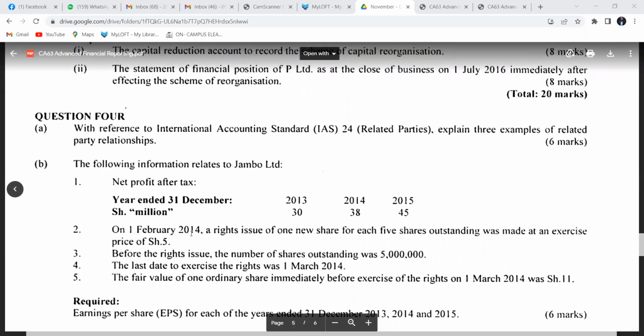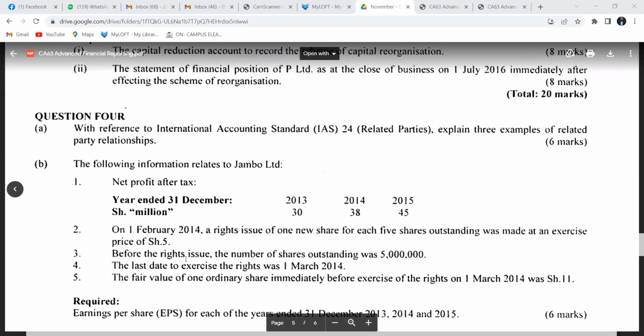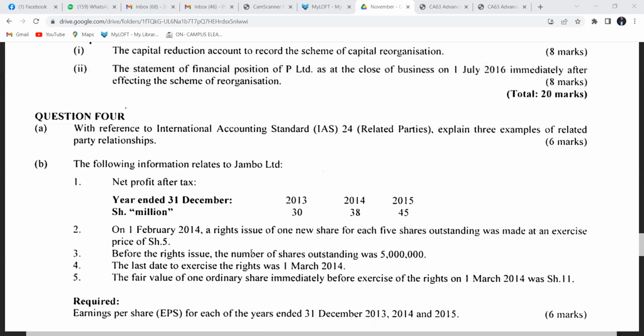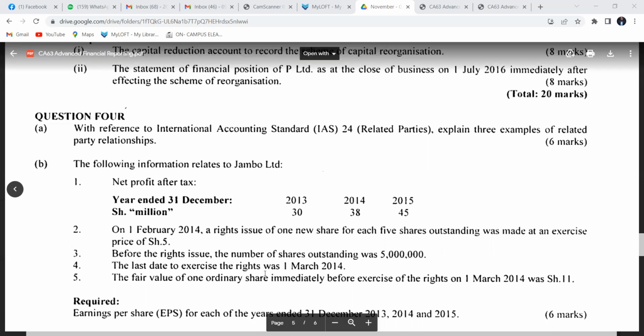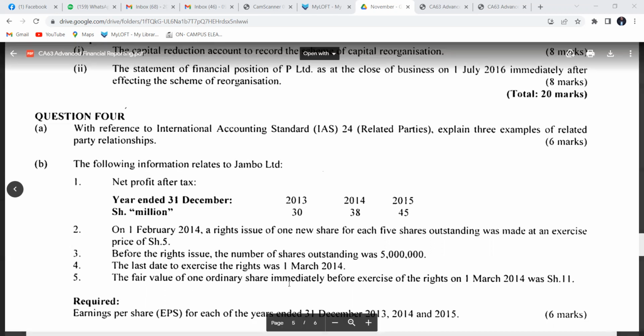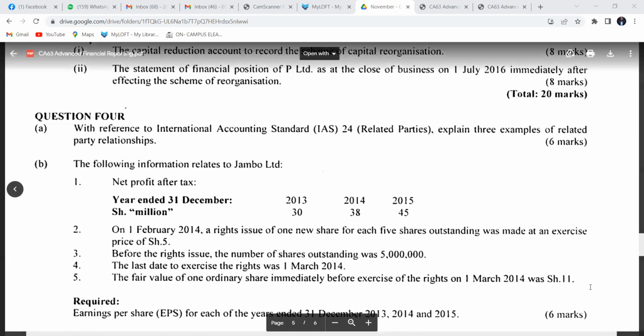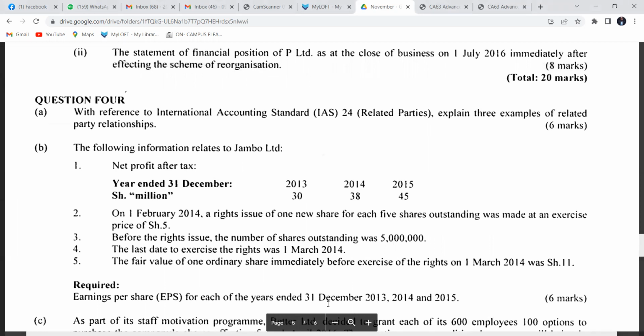Number two, on 1st February 2014, a rights issue of one new share for each 5 shares outstanding was made at an exercise price of Sh5. Before the rights issue, the number of shares outstanding was 5 million. The last date to exercise the rights was 1st March 2014. The fair value of the ordinary shares immediately before exercise of the rights on 1st March 2014 was Sh11. Required: earnings per share for each of the years ended 31st December 2013, 2014, 2015.